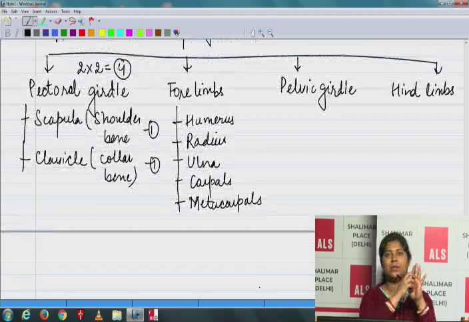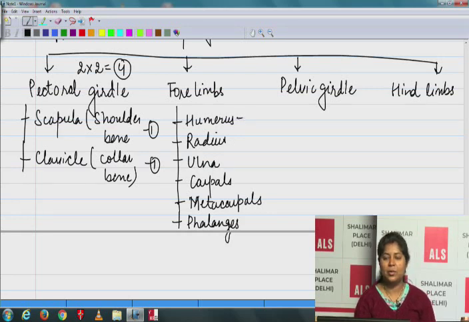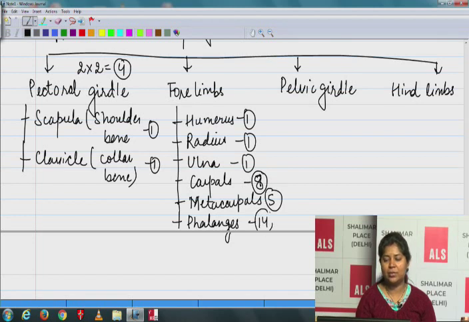And these are all fingers. They are phalanges. So we have 8 carpals, 5 metacarpals and 14 phalanges. So 3 in each, but in this finger we have 2 phalanges. So the total, I guess this must be 30.